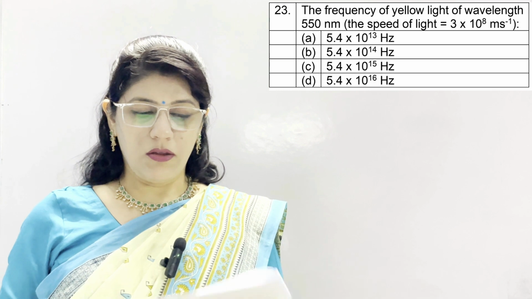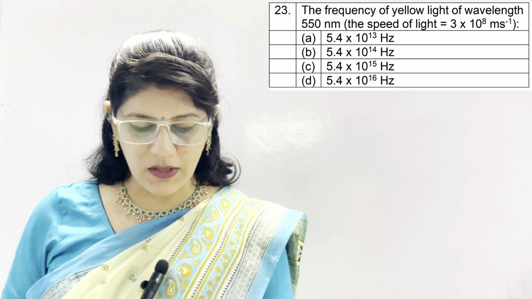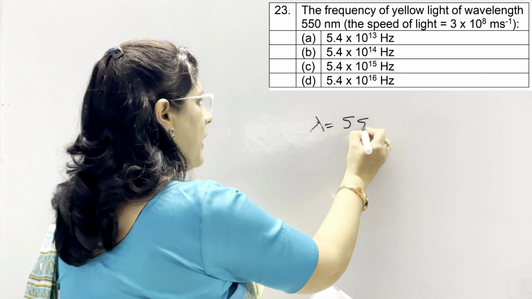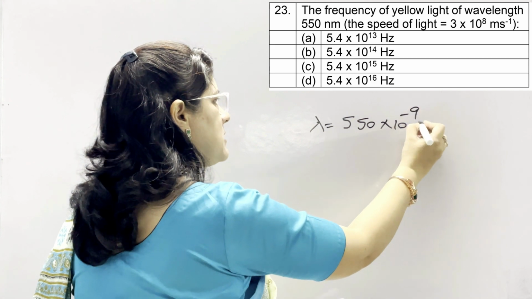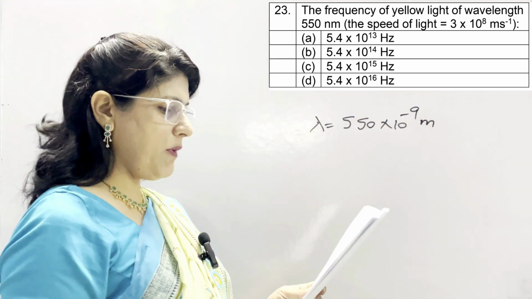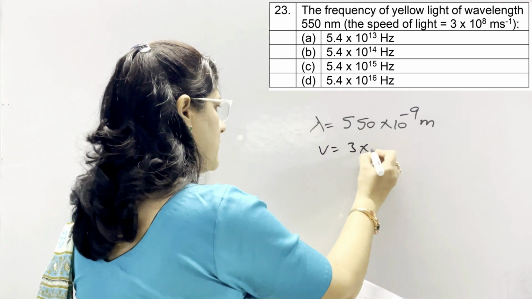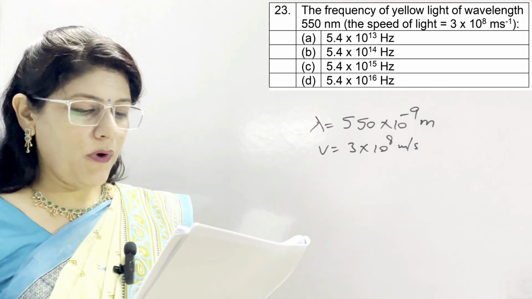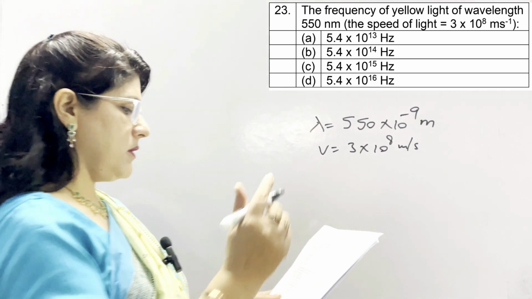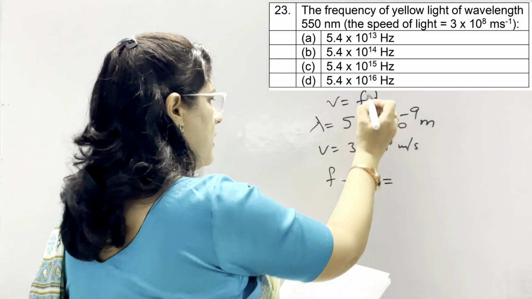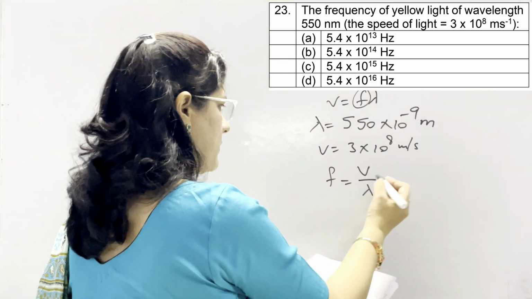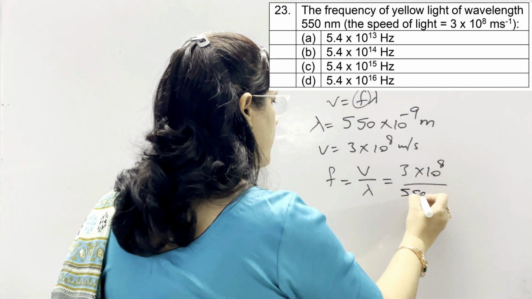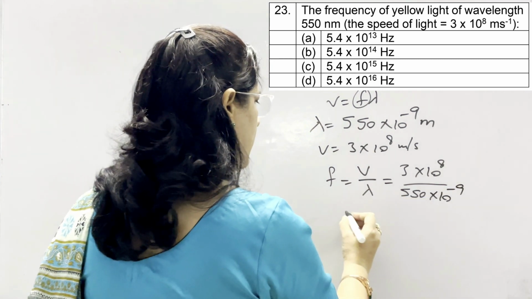Question number 23. The frequency of yellow light of wavelength 550 nanometer. Here, wavelength lambda is given as 550 nano, meaning 10 raised to power minus 9 meter. The speed of light v is given as 3 into 10 raised to power 8 meter per second. We have to find the frequency of the yellow light. v is equal to f lambda, and frequency is equal to v upon lambda. v is 3 into 10 raised to power 8 and lambda is 550 into 10 raised to power minus 9.